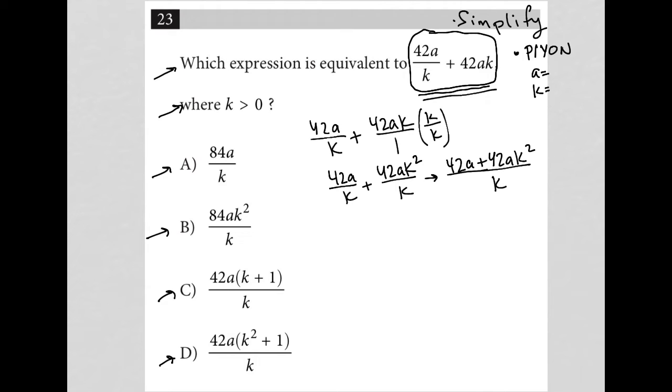Okay, now I don't see that as an option. It's definitely not choice A, it's definitely not choice B. It looks similar to choice C, but what happened? We pulled out a common factor there. It looks like we pulled out a common factor for D as well. So let's simplify this further.